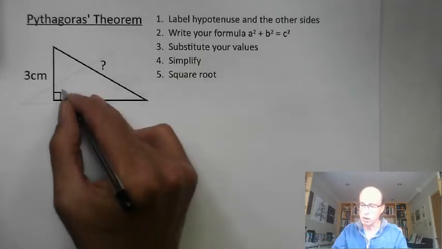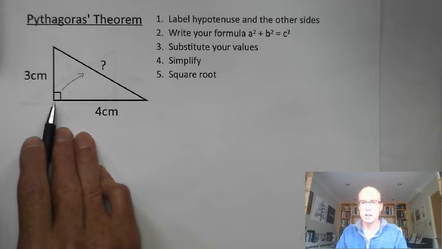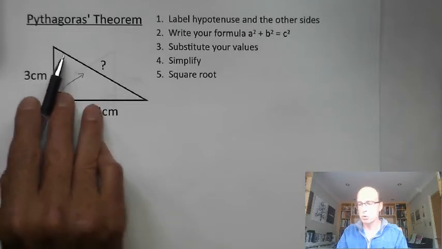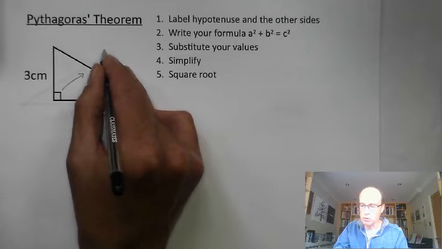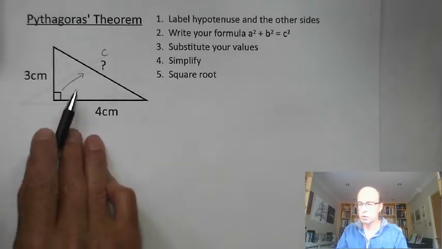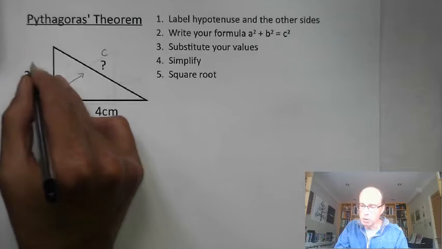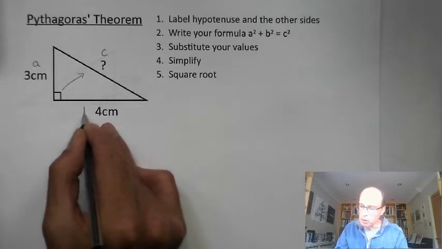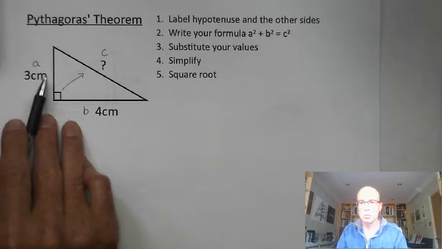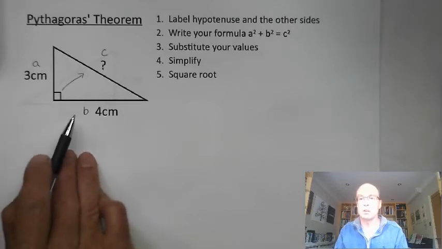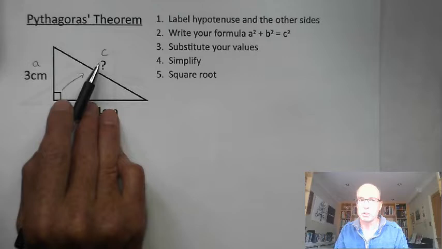I'm going to start off by drawing an arrow away from my right angle. That's always going to point towards the longest side in my triangle, and I'm going to call that C. So the longest side we're always going to call C. The other two sides I'm going to call A and B. I'm going to call that one A and I'm going to call that one B. It doesn't matter which way around I put the A and B. I can swap them around, I'd still get the same answer. But I must call this longest side C, otherwise my formula's not going to work.